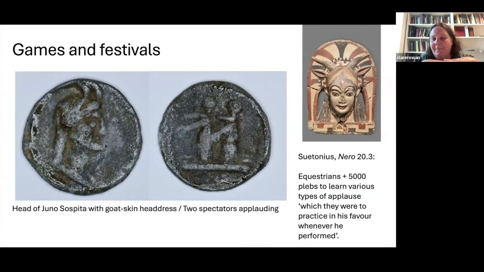So for example, we find Suetonius in his Life of Nero says that when Nero was performing in the theater, he got together a whole bunch of equestrians and plebeians, and he got them to master all types of different applause. And so whenever he performed, they would begin applauding, and everyone else would probably be like, oh, we applaud here at this point, like a provocation. And I think this token is a material manifestation of the same idea: please do applaud. So they act on the user.